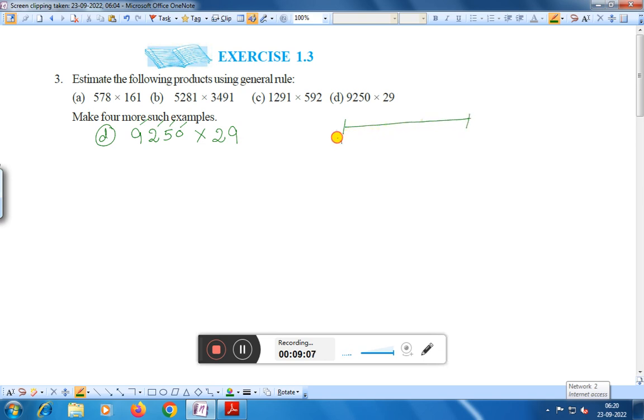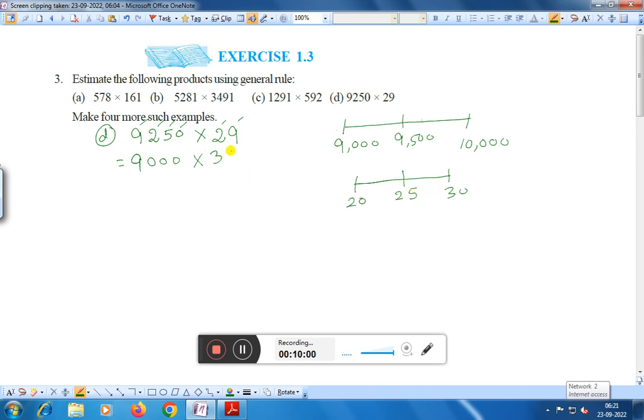This number lies between 9000 and 10,000, and the middle number is 9500. And here you see 9250 is less than 9500, therefore this number will be reduced to 9000, into, here you see this number is ones, 10. That means you have to round this number to the nearest 10. 29 lies between 20 and 30, and the middle number is 25. Now we see 29 is greater than 25, therefore it becomes 30.